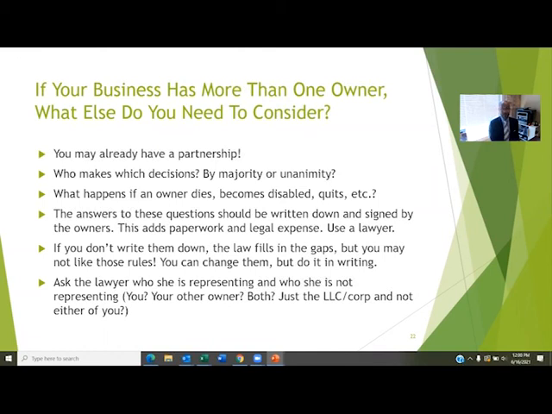Now you are solely responsible for keeping this business afloat. What happens then? What happens if this person's wife or husband wants to get involved? Things like that. So all that stuff needs to be accounted for.